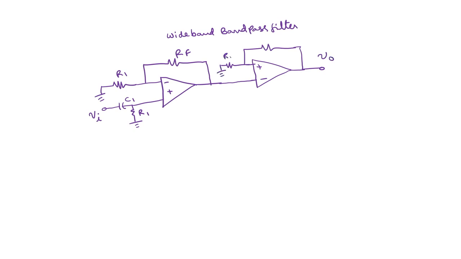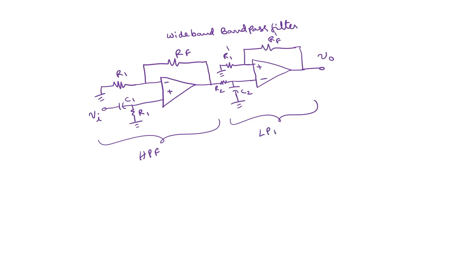We are calling these R1 dash and RF dash, and we are going to connect them to the RC section, R here, C here. This we are calling R2, C2. So this is the high pass filter, and this is the low pass filter.